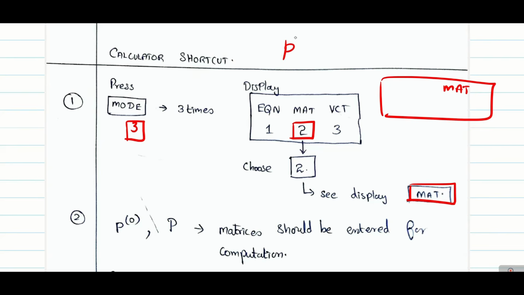Now since we are going to find P1, we know the formula. It is going to be P0 into the transition probability matrix capital P. So now what we have to do is enter this P0 as well as the transition probability matrix capital P in the calculator to calculate P1. Let us see one by one how to enter it.